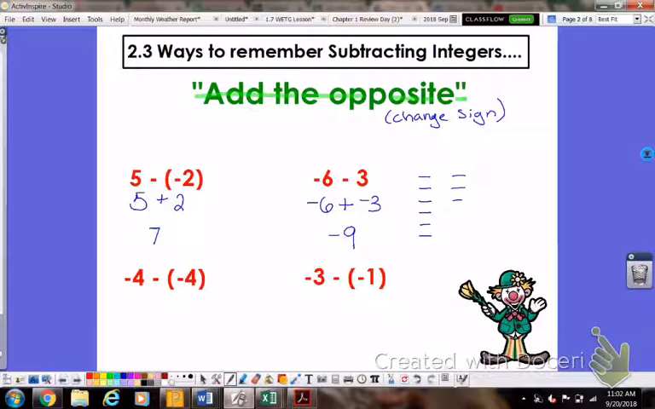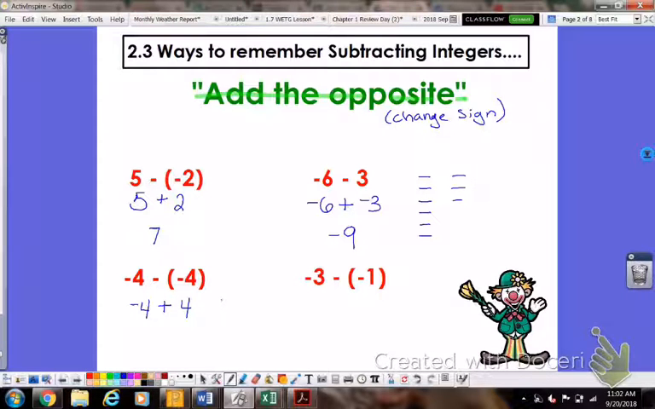Right, our next one, negative 4 minus negative 4. Now notice this negative 4 is in parentheses to show that it's negative, not two minuses. So keep negative 4, change that to plus. Negative 4 becomes positive 4. So negative 4 plus 4.